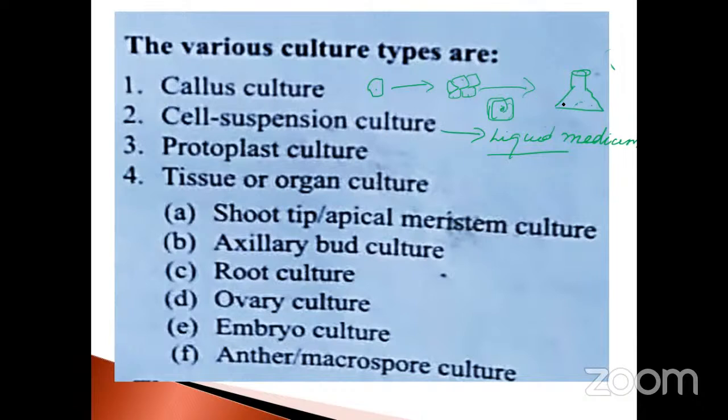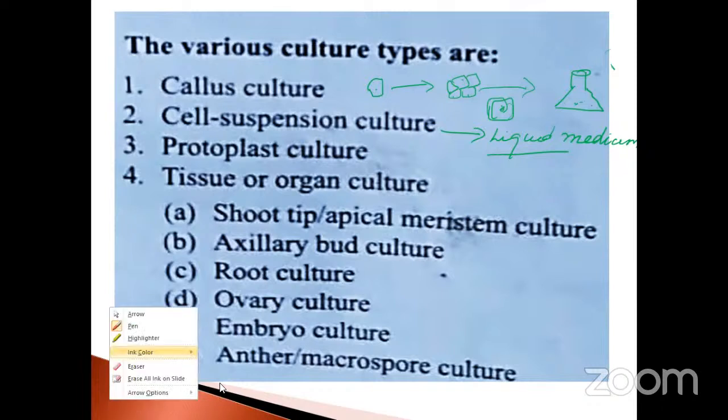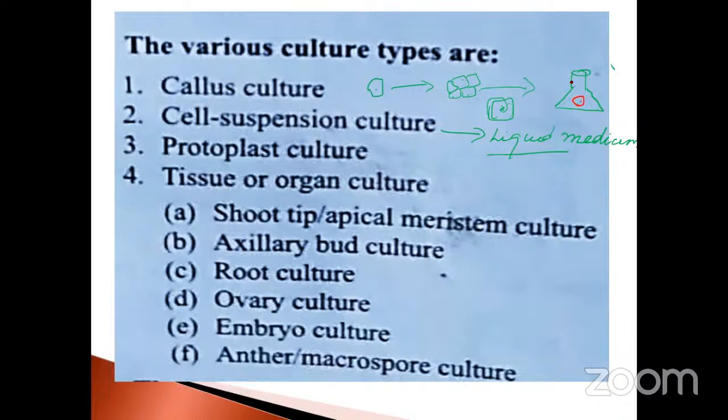You place the callus tissue inside, and it can be freely swimming in the liquid broth. Next one is protoplast culture. Each and every cell has a protoplasm. It has an extra chromosomal body, plasmids. This is also done very well.